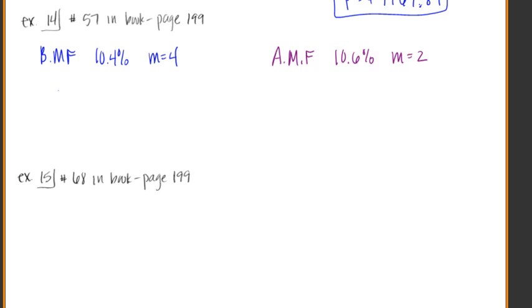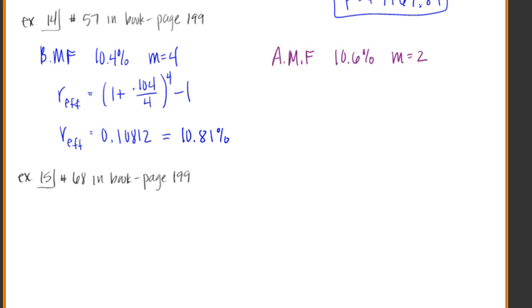So let's find the effective rate for this Bindex Mutual Fund, and that formula is just 1 plus our rate, 0.104, divided by the number of compounds, which is 4, to the 4, minus 1. Okay, so the effective rate for this mutual fund comes out to be 0.10812, or we're going to say that's basically 10.81%. Okay, so that's its comparison.